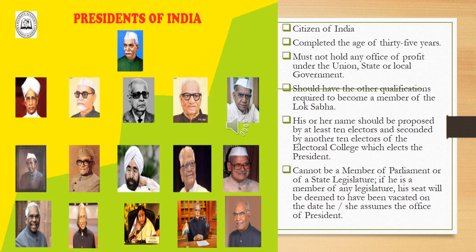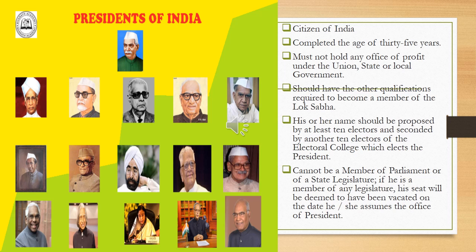Then his or her name should be proposed by at least 10 electors and seconded by another 10 electors. The person who wants to contest in the president election must first have the name proposed by 10 electors, followed by another 10 electors who support it. These are electors of the electoral college which elects the president. The president cannot be a member of the parliament or of a state legislature.